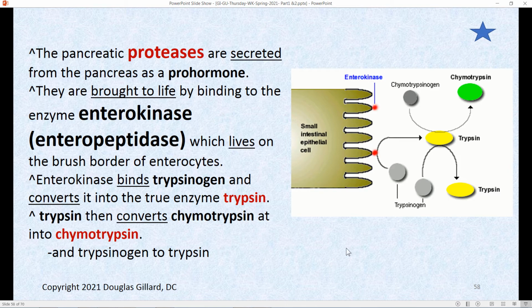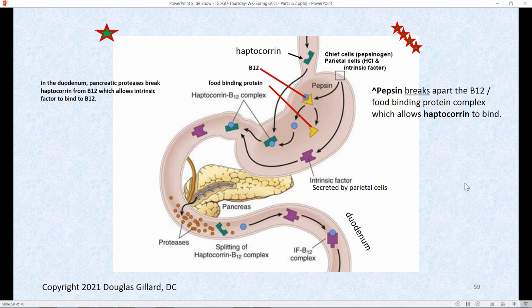And so trypsinogen comes from the pancreas, inactive. It binds to enterokinase, and that turns it into trypsin. Trypsin then can take its own precursor, trypsinogen, and cleave its tail off to make another trypsin. So it's autocatalysis. It can also grab chymotrypsinogen and cleave its tail off, which makes chymotrypsin. And these are the active protein cutters here. So those guys are super important.